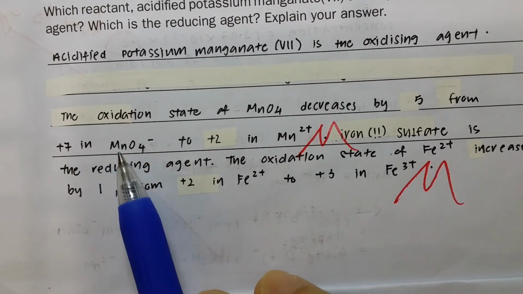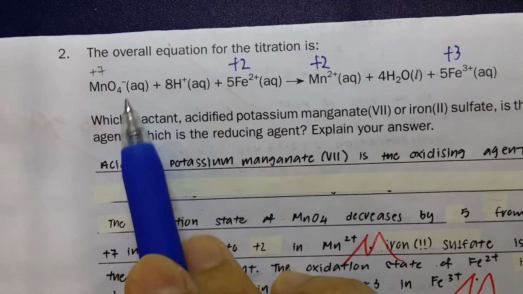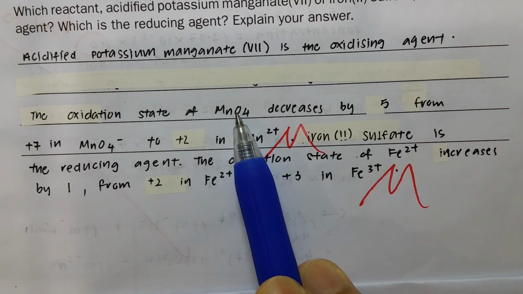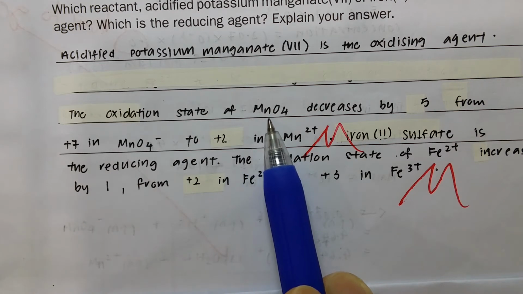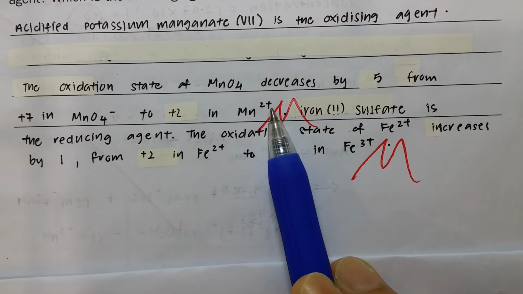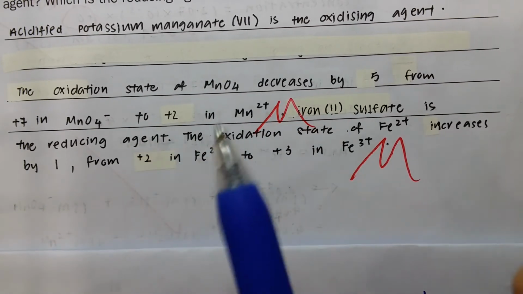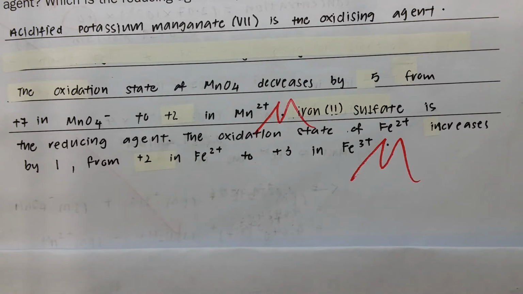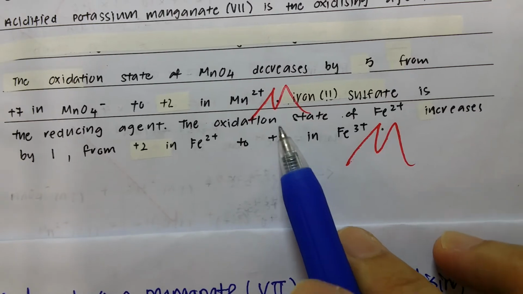Okay, decreases from plus 7. The oxidation state of MnO4 is basically the same as the charge, which is minus 1, so it is not plus 7. It should be the oxidation state of Mn in MnO4 minus is plus 7 to plus 2 in Mn2 plus. And you also didn't mention whether this is an oxidation or reduction. You only say the oxidation state change. So what? Is it an oxidation or is it a reduction? You didn't tell me that.